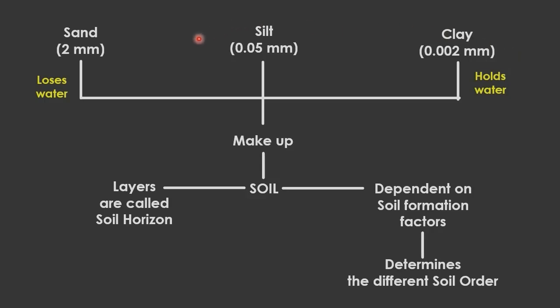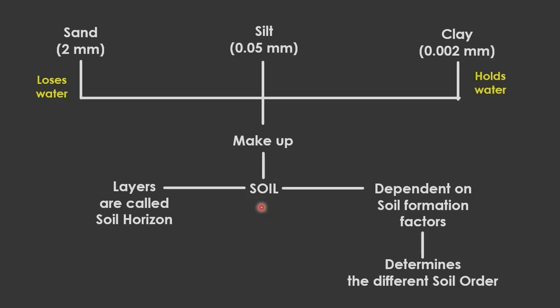That's why a good combination of the three components of the soil should be balanced for different types of plants and vegetation. So again, the three make up soil.